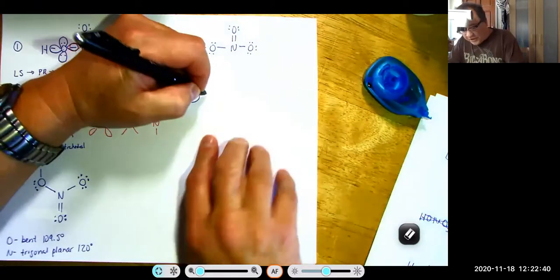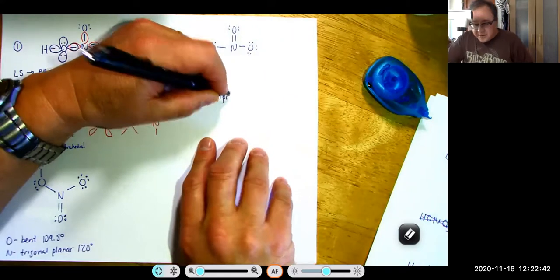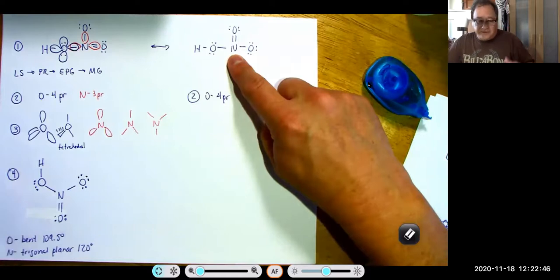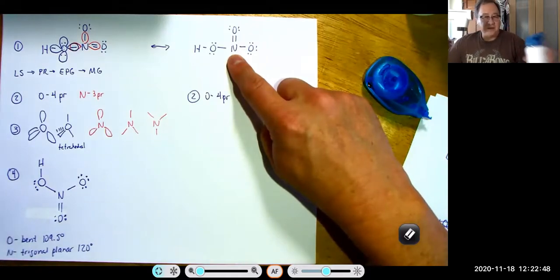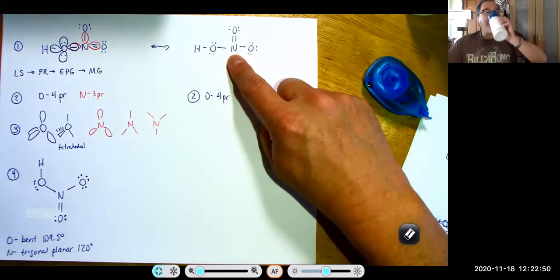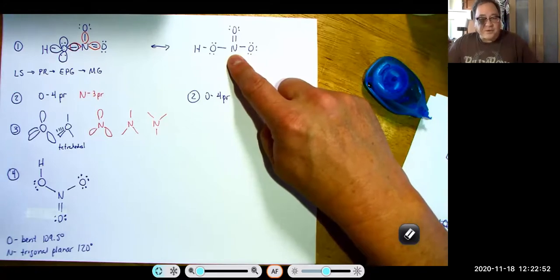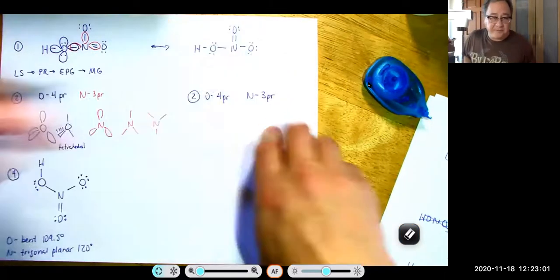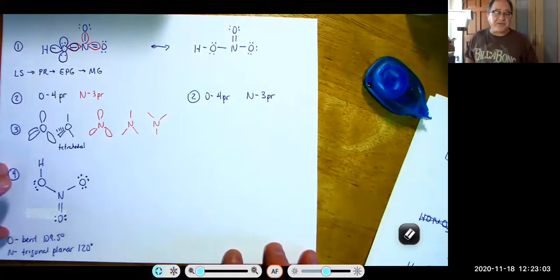Okay, so the oxygen has 4 pair. How many on this nitrogen? If you think it's 4, give me a thumbs up. If you think it's 3, give me a thumbs up. Okay, it's 3 pair.